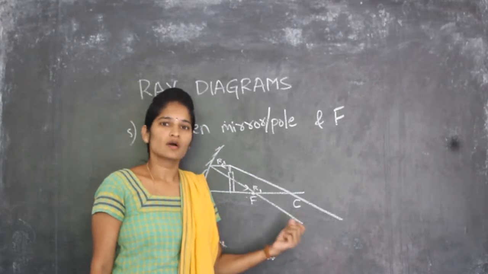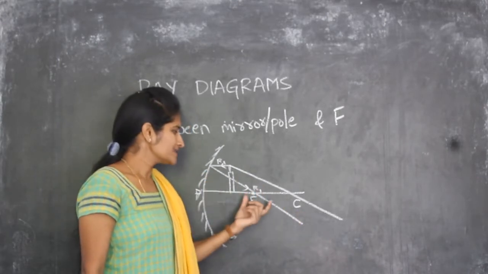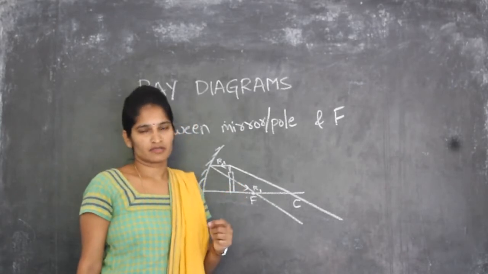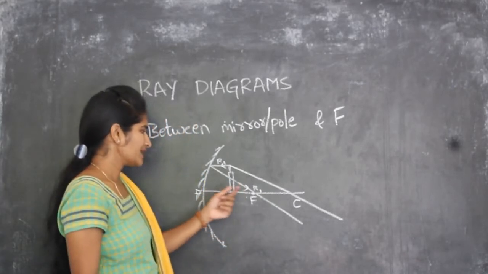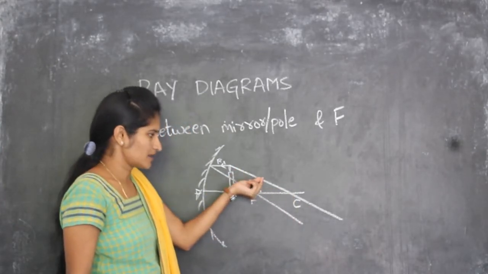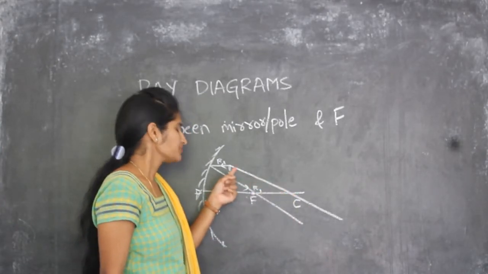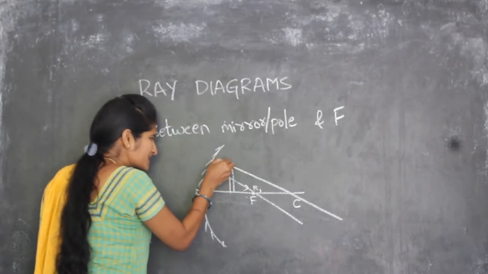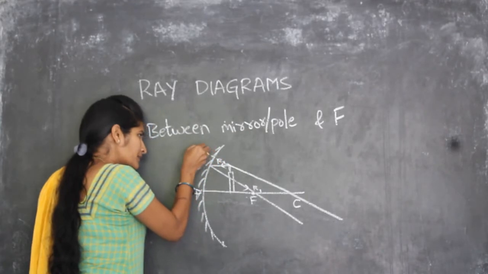Is it clear? So to understand this phenomenon, we need to make an assumption. So what is that assumption? We are drawing this ray, that is the center of curvature ray, the R3 ray, which is present over here. We are drawing it backwards. That means we are extending the ray backwards.